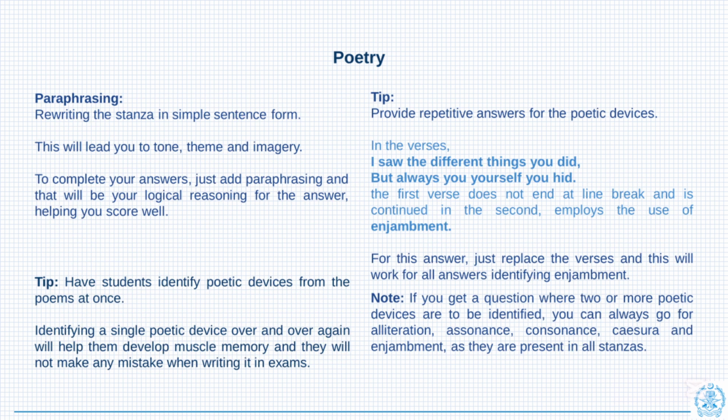Poetry questions often seem daunting because of their intricate language and layered meanings, but with the right approach, you can simplify them into manageable steps. Always start with paraphrasing your entire passage. This involves rewriting the stanza in a simple sentence form and makes it easy for you to understand it. For example, if the stanza says, "I saw the different things you did, but always you yourself you hid," you can rephrase it to mean, "I noticed your actions, but you kept your true self hidden."